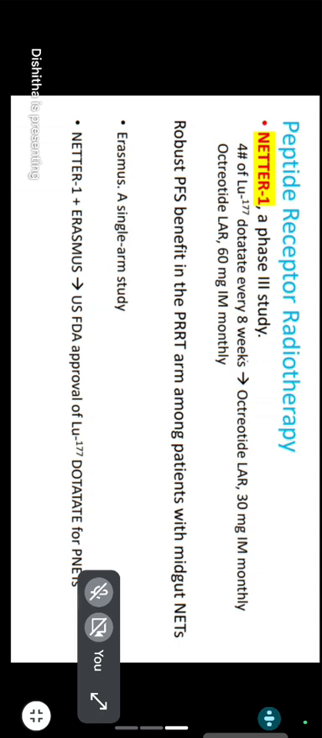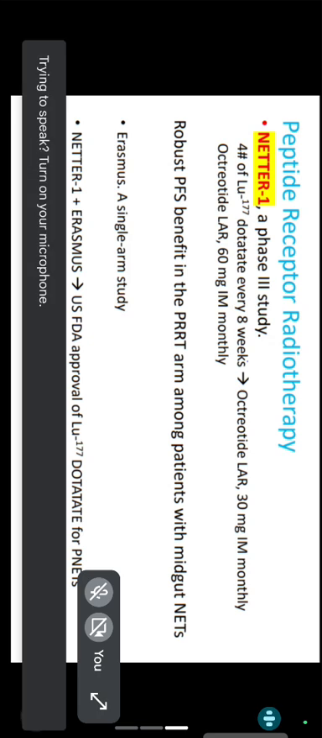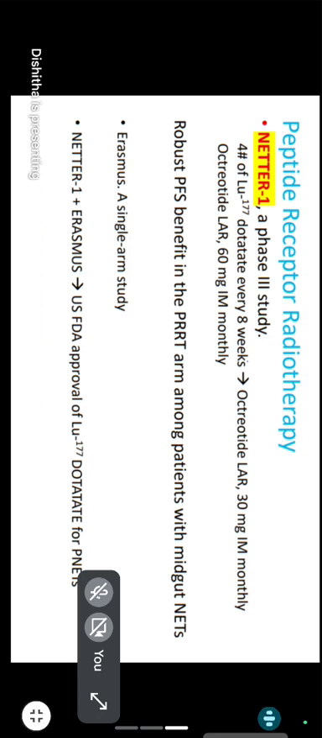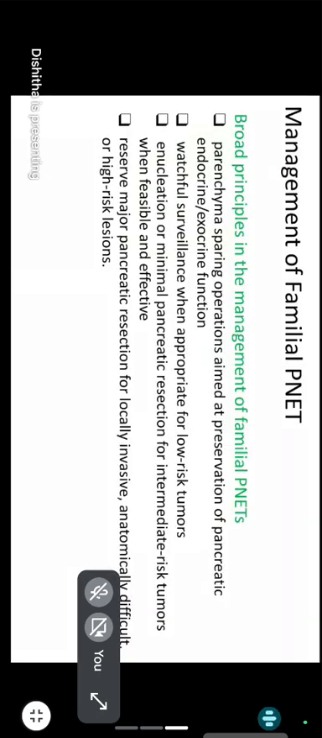Next is PRRT. An important study is NETTER-1, which showed a progression-free survival benefit in the PRRT arm, especially among patients who had midgut NETs. One more study is Erasmus. Because of NETTER-1 and Erasmus, the FDA has approved lutetium-177 dotatate for PNETs. So this was about sporadic PNETs, but for familial PNETs, a few things.